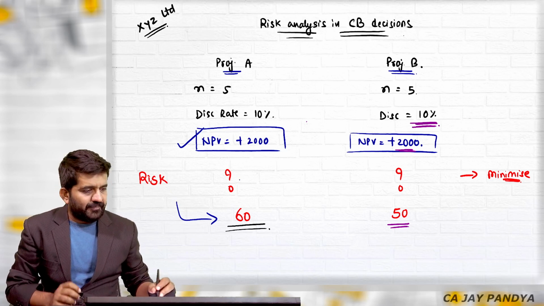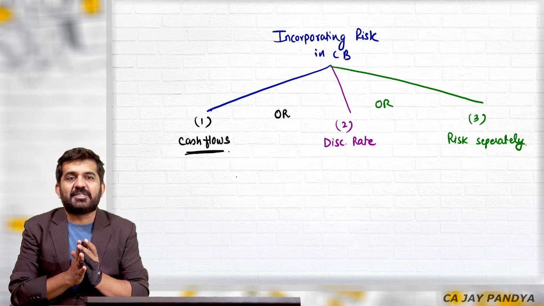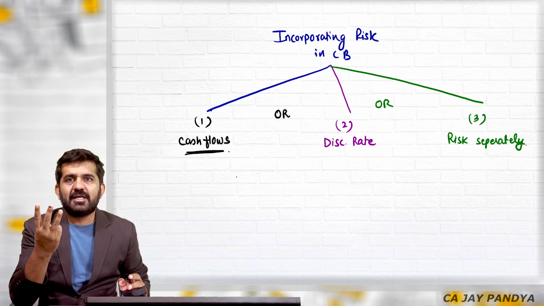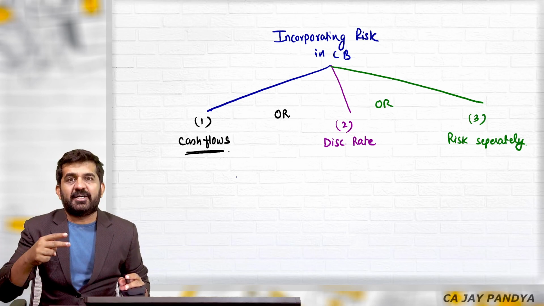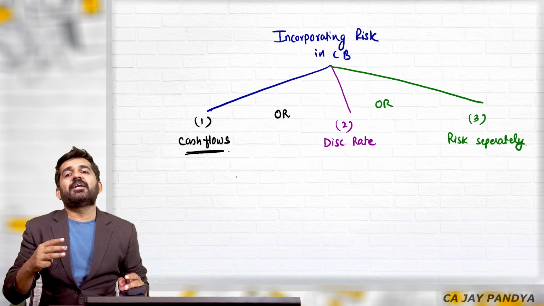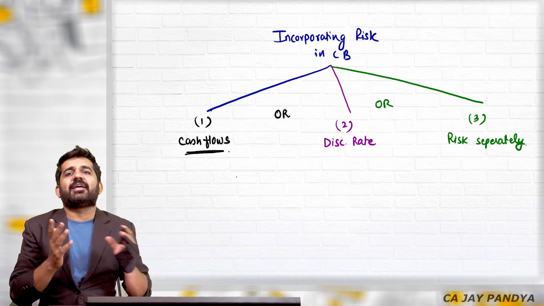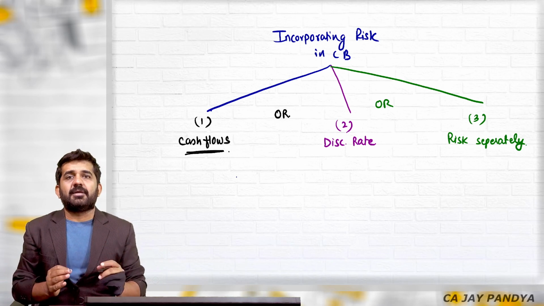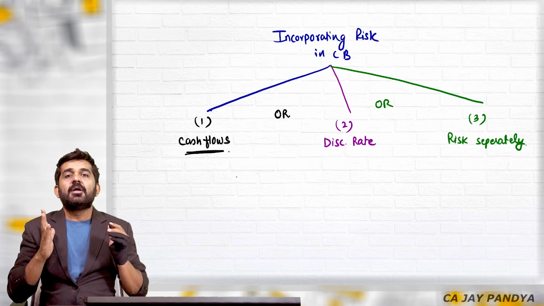So risk can be incorporated in a capital budgeting decision in 3 ways. Either you incorporate it in cash flow, or you incorporate it in the discount rate, or you find out the risk separately and then consider it in the capital budgeting decision. This is nothing but risk and uncertainty analysis in capital budgeting. What are the methods by which we can incorporate risk in capital budgeting?